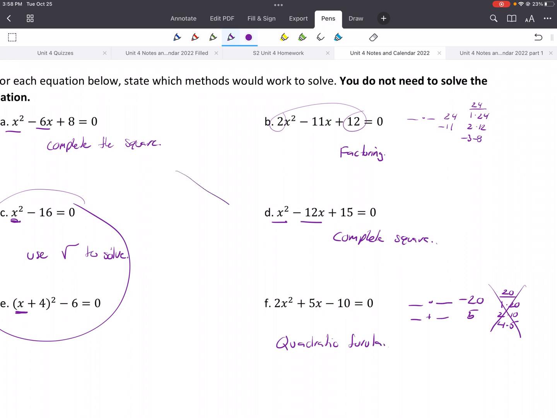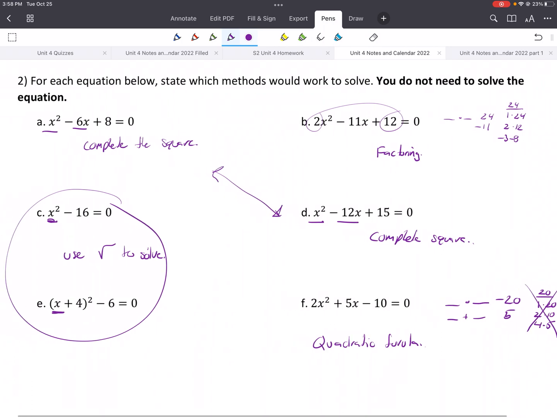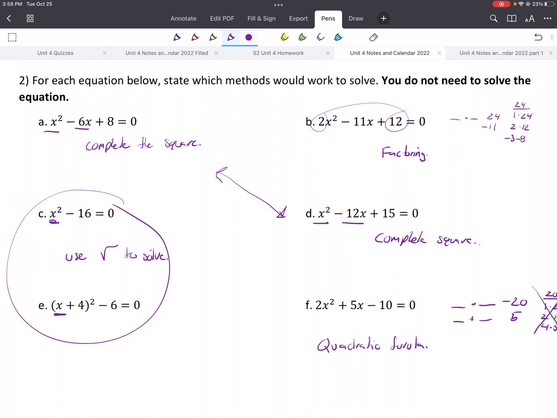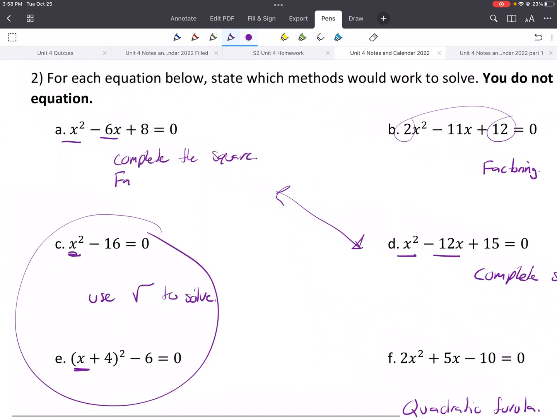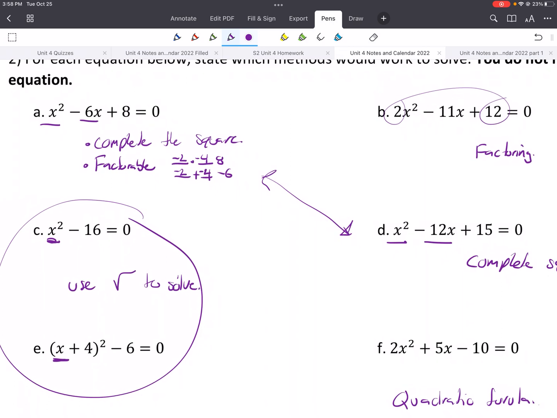We could check these two and see if they are factorable. I think A is factorable because what multiplies to 8 and adds to negative 6 would be negative 2 and negative 4. So that works as well. Again, you could use quadratic formula for all of them, so that's not really useful to write down for all of them.